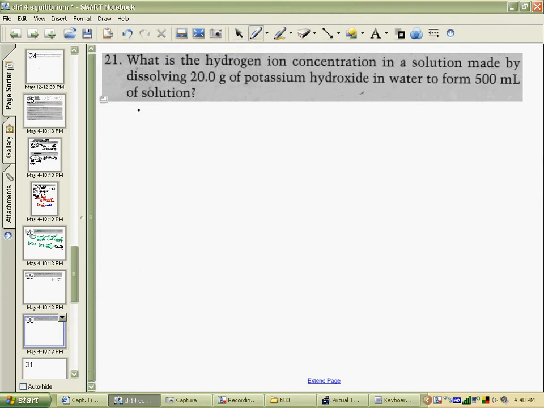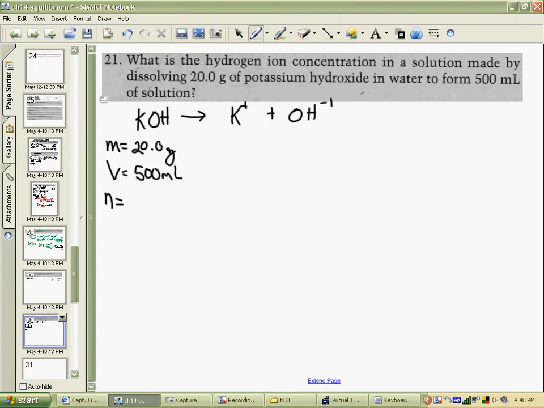So potassium hydroxide being dissolved in water would leave potassium and hydroxide. All of those charges are ones, and therefore it's balanced. We are putting 20 grams of potassium hydroxide into 500 mils of water. So we need to figure out the number of moles of potassium hydroxide. We do that by taking the mass divided by molar mass.